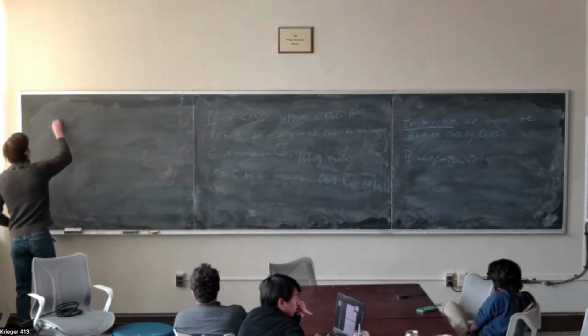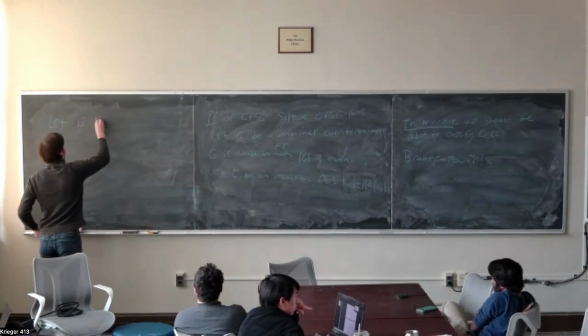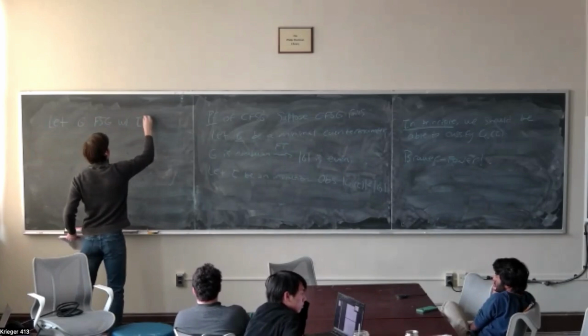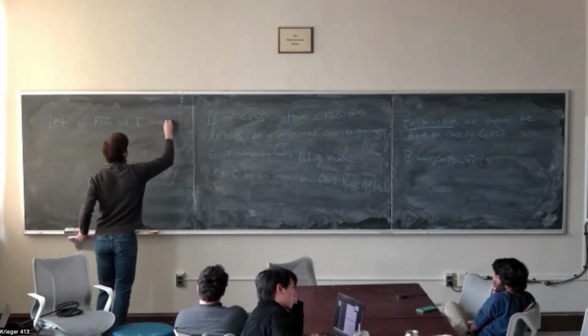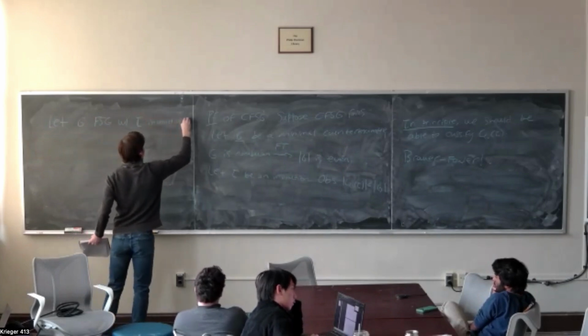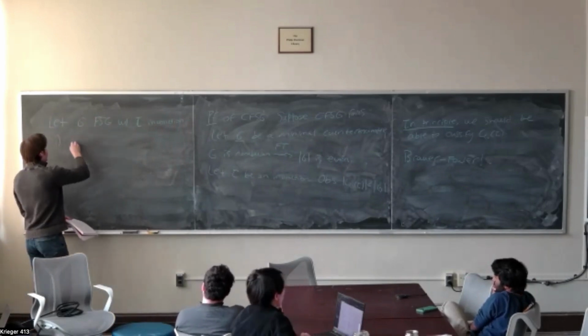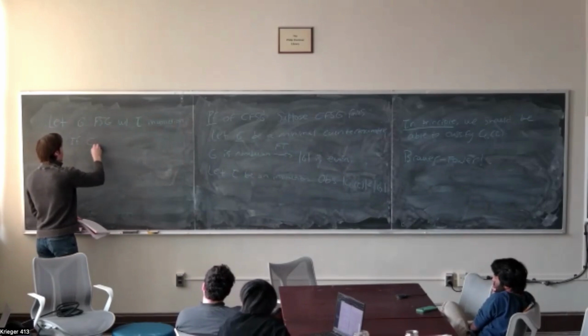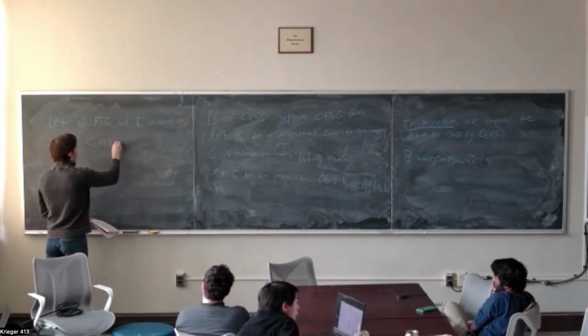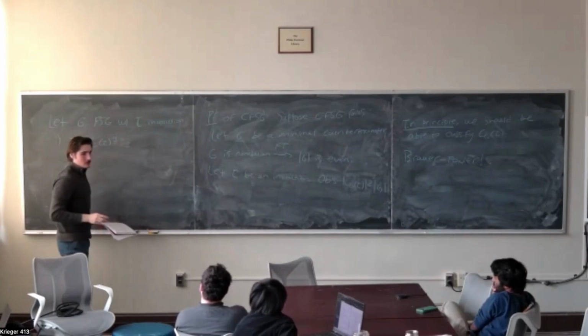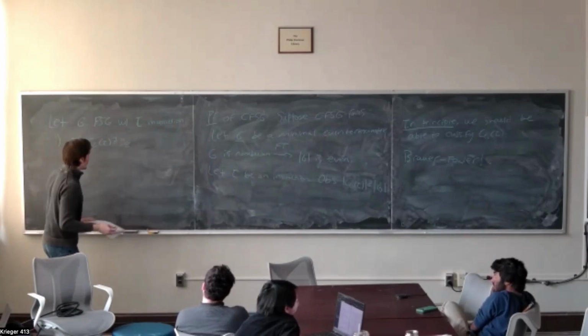So let G be a finite simple group with tau an involution. Again, just like we've been doing. Now we have two theorems. So if the centralizer in G of tau is isomorphic to D8, this is the dihedral group of 8 elements.